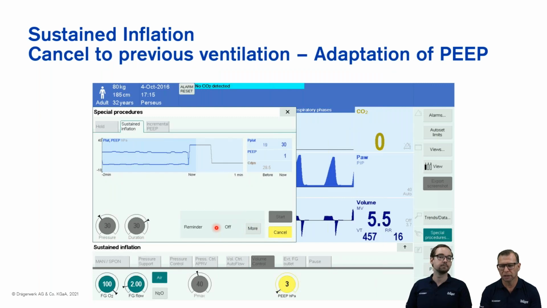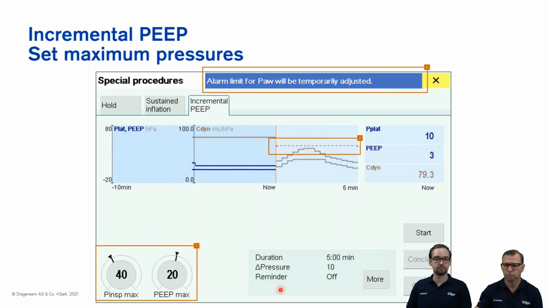If you want to do a bag squeeze, have a look at what happened with the patient, try and pick where the optimal PEEP was, do a second sustained inflation, and then press cancel. On the Perseus machine, you can then actually configure your PEEP before you actually cancel that particular recruitment manoeuvre.